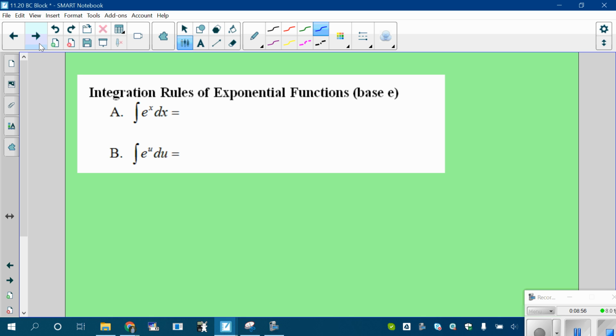Okay. Moving forward. We're switching our mindset now to integration. We're working backwards. What's the integral? What's the indefinite integral of e to the x?